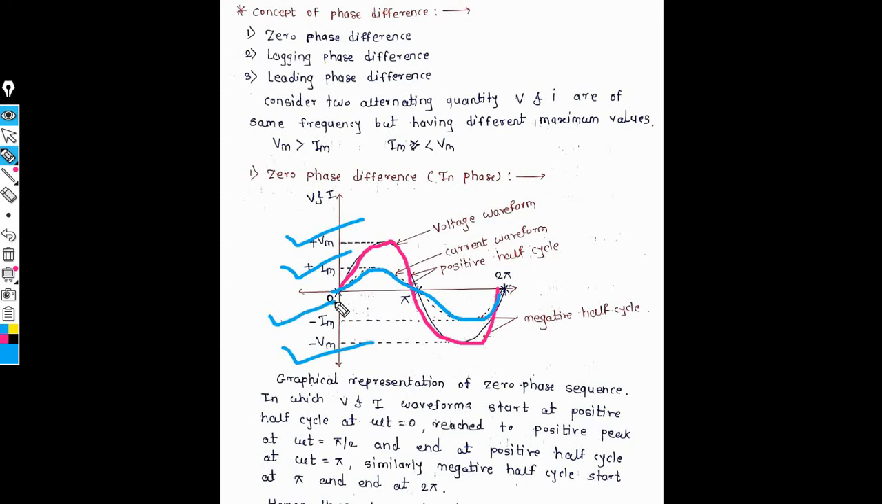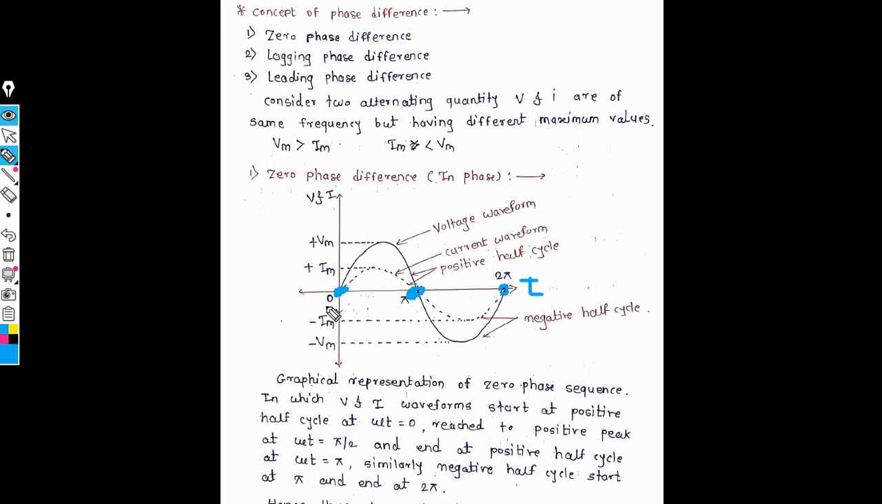Zero phase difference means each and every waveform crosses at the zero position. This is the first zero position, this is the second zero position, and this is the third zero position. That means initially both waveforms start at omega t is equal to 0. This is the time t. In the graphical representation of zero phase difference, both waveforms initially start at the positive half cycle at omega t is equal to 0.